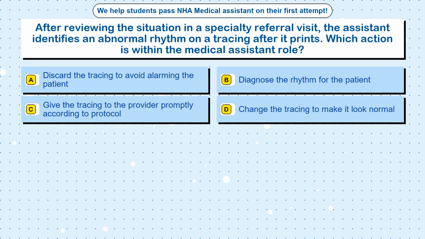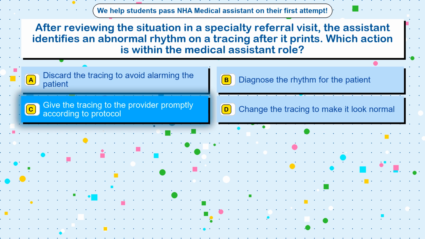Question 64. After reviewing the situation in a specialty referral visit, the assistant identifies an abnormal rhythm on a tracing after it prints. Which action is within the medical assistant role? Option A, discard the tracing to avoid alarming the patient. Option B, diagnose the rhythm for the patient. Option C, give the tracing to the provider promptly according to protocol. Option D, change the tracing to make it look normal. The correct answer is option C, give the tracing to the provider promptly according to protocol.